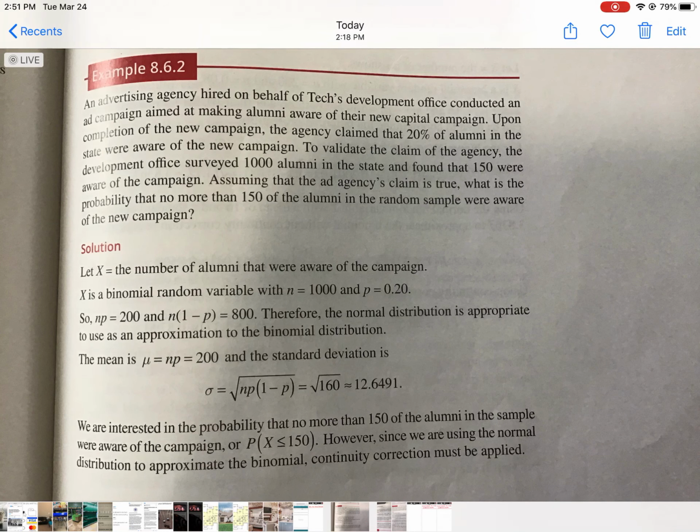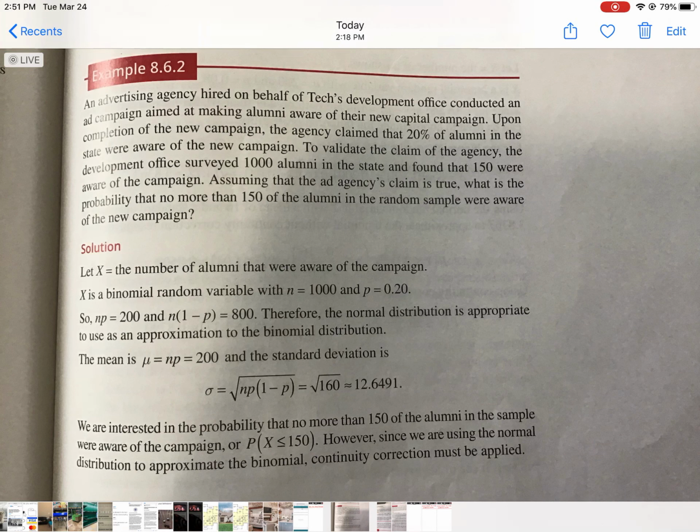This example says that an advertising agency hired on behalf of the Tech Development Office conducted an ad campaign aimed at making alumni aware of their new capital campaign. Upon completion of the campaign, the agency claimed that 20% of alumni in the state were aware of the new campaign. So the probability of success, the probability of awareness, P, is going to be 0.2. They've got a 20% chance.